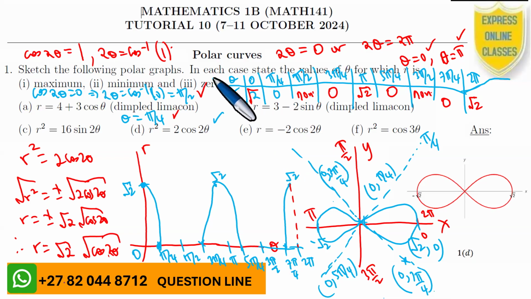But there are the other things they want. I was not checking this. In each case, state the values of theta for which you have maximum, minimum, or zero. Also, these are very important, the maximum, minimum, or zero, because they give us the step. The step comes from the maximum, the minimum, or zero. So these are the things that become so important.